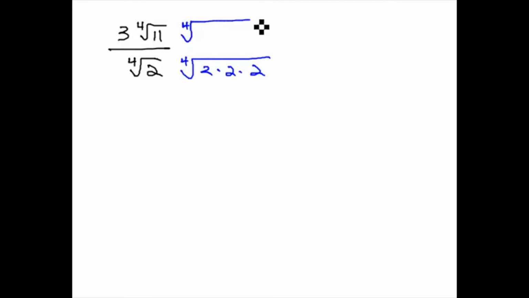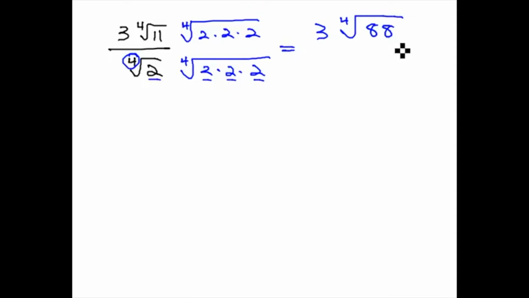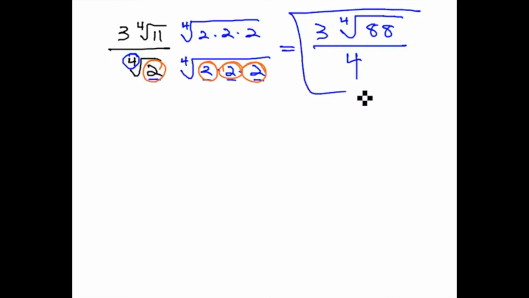Same thing in the numerator. To clear a 4th root, we needed 1, 2, 3, 4 2's. So in the numerator, we added 3 more 2's, or multiplied by 3 more 2's. And now we have 3 times the 4th root of 11 times 2 times 2 times 2, which is 88, over, we now have 1, 2, 3, 4 2's under a 4th root. That means we can pull it out with nothing left in the radical.